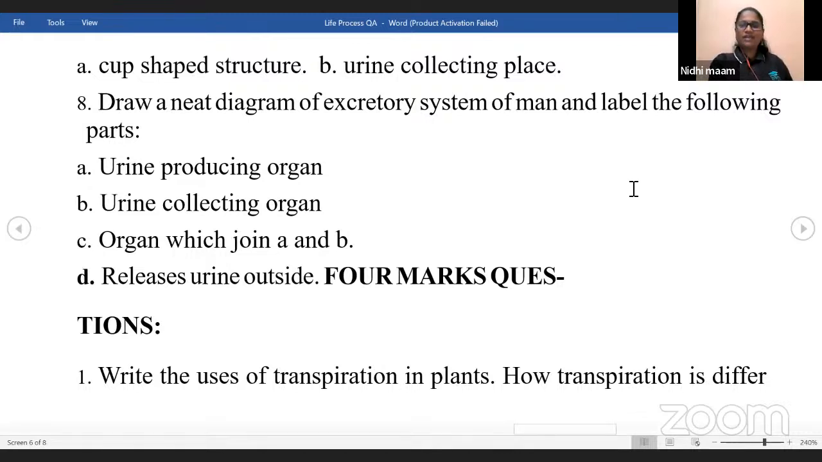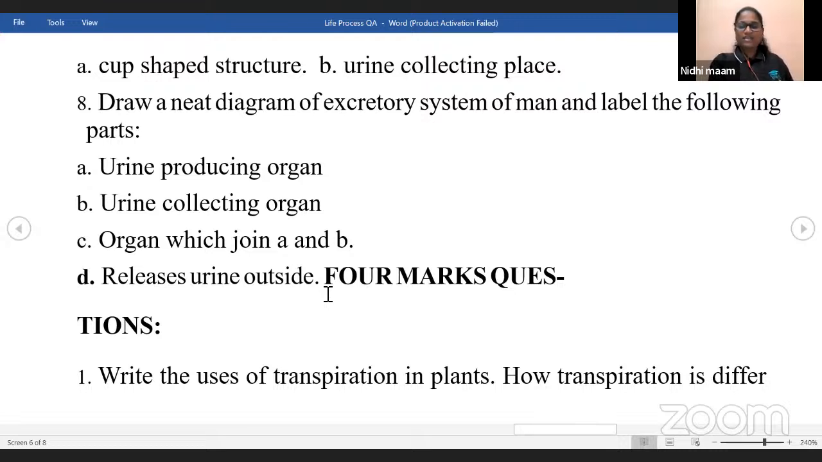Draw a neat labelled diagram of excretory system. You have to draw the excretory system and label it. Urine producing organ, kidney; urine collecting organ, urinary bladder; organ which joins A and B, that joins them, ureters. Right? Next, release urine outside, urethra.